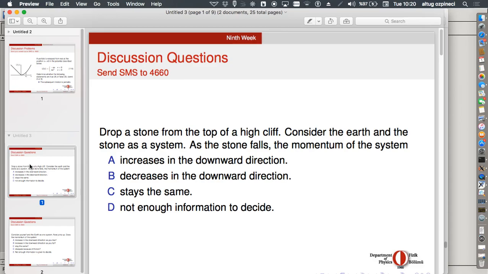Okay, so who thinks it's A? If I don't see enough hands, you will be just moving around in the class. A, B, 2, 3, C, a lot, D. Okay, so we have B and C.